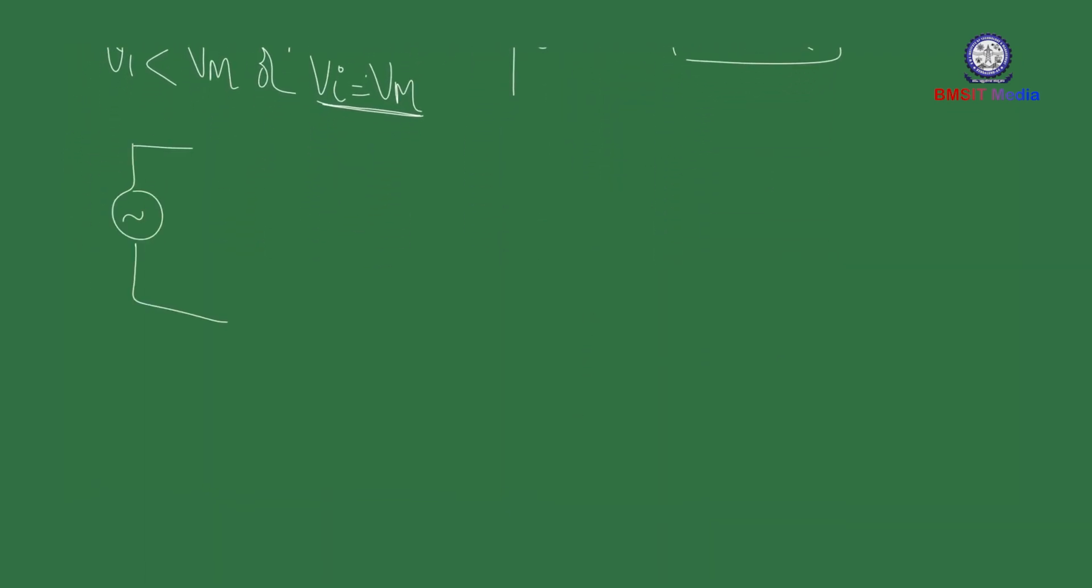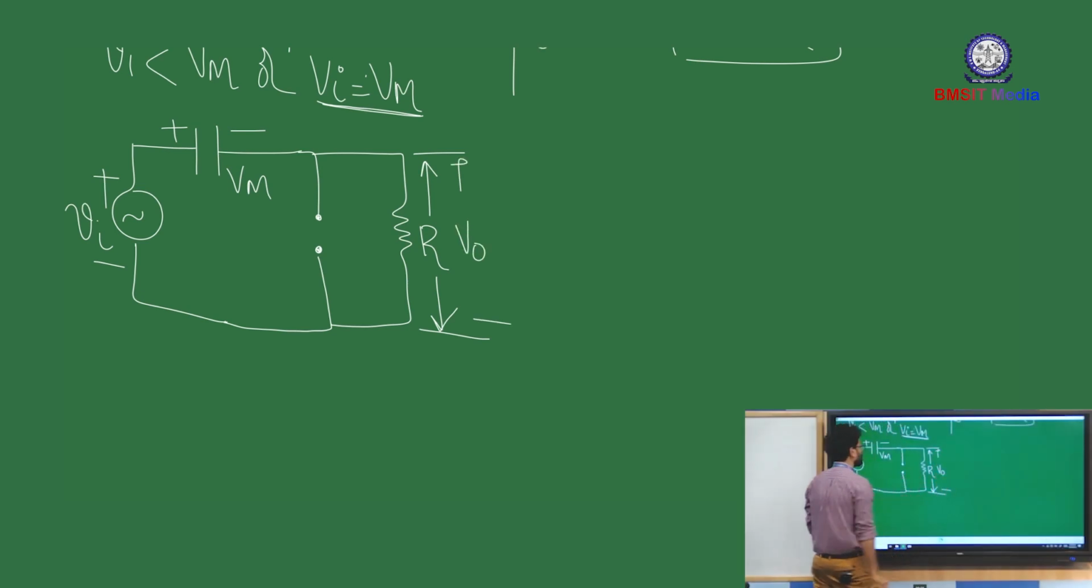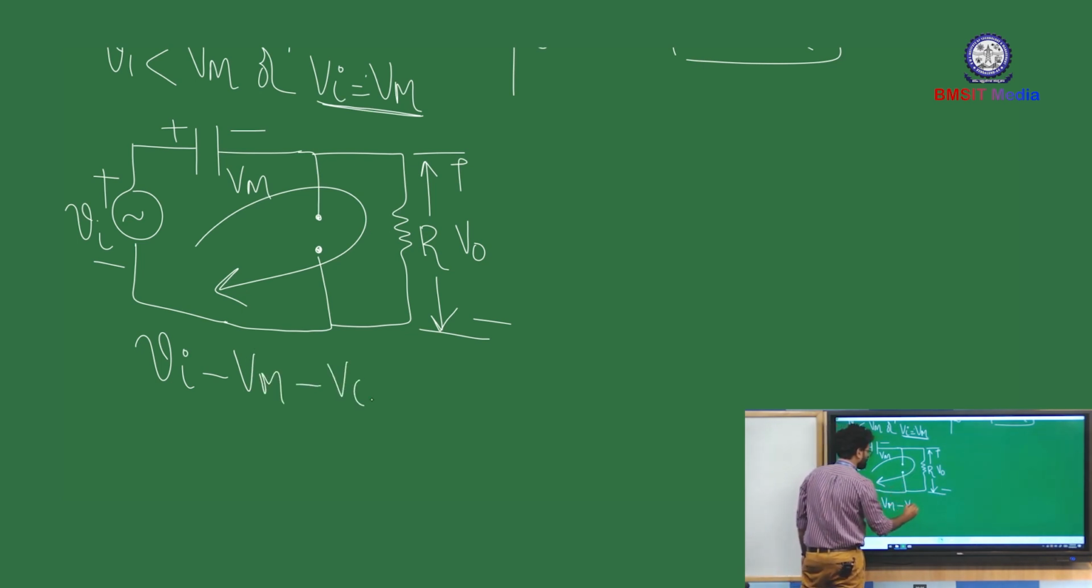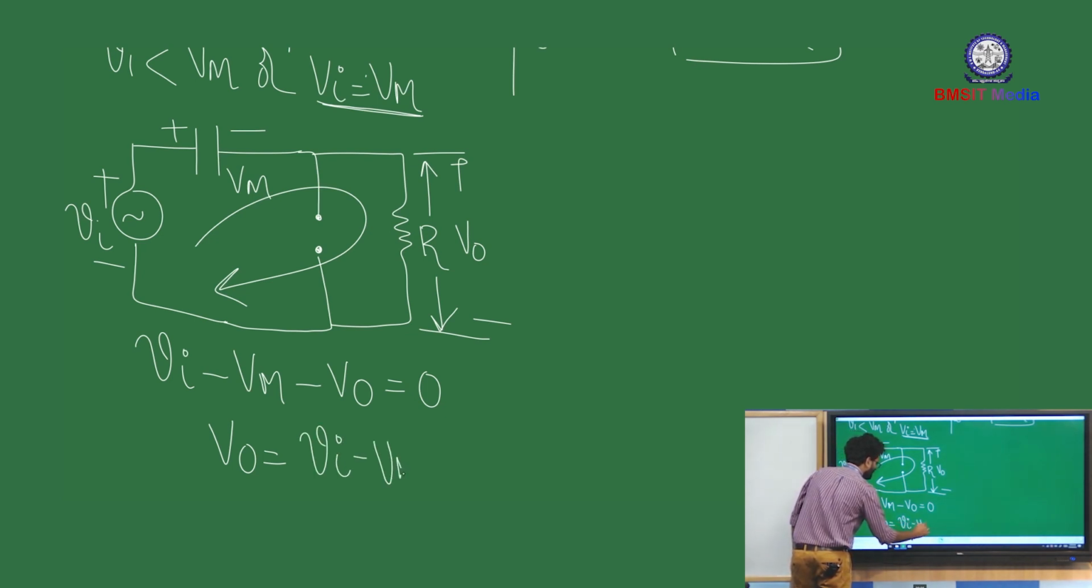Since the diode is in the off state, you can redraw the circuit. This is your capacitor voltage, plus minus. This is your instantaneous half cycle of the input, and this is where you observe your output. Now you can apply KVL. What do you get? Vi minus Vm minus V naught is equal to 0, or V naught is equal to Vi minus Vm. So this is your output equation.